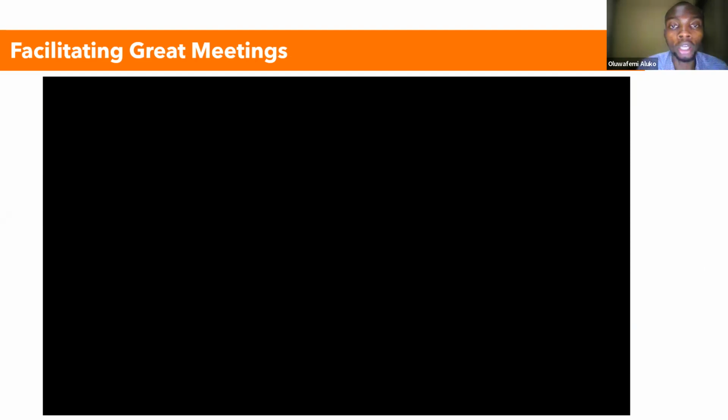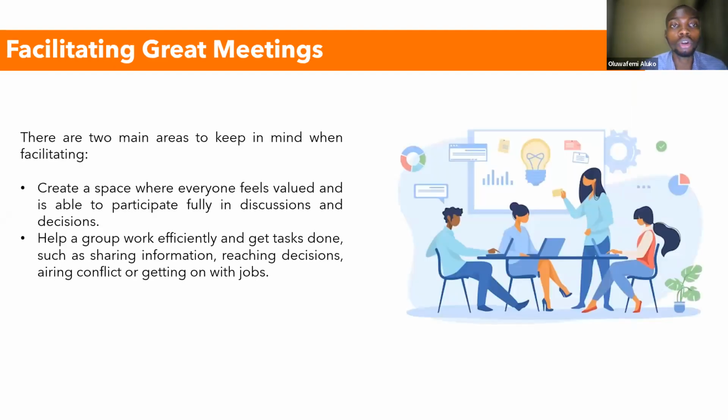All right, so let's proceed on to seeing much more on meetings. There are 2 main areas to keep in mind when you're facilitating a meeting. Now, in this case, you are in the position of a facilitator. You are the one facilitating the meeting. So there are 2 things to keep in mind. Number 1 is you are to create a space where everyone feels valued and is able to participate fully in discussions and decisions. That's what you're meant to do. Create a space where everyone feels valued, all right, and is able to participate fully in discussions and decisions.